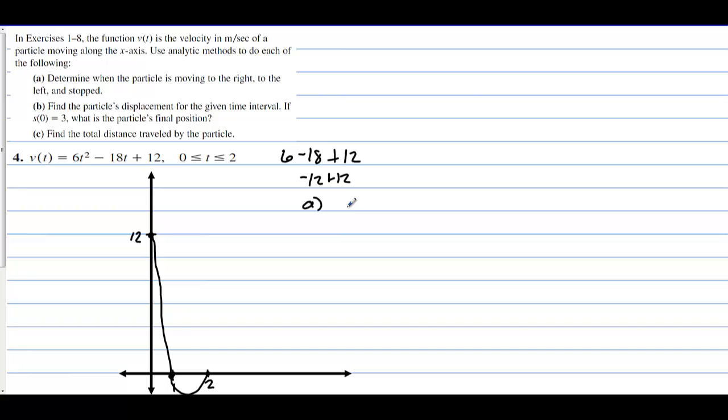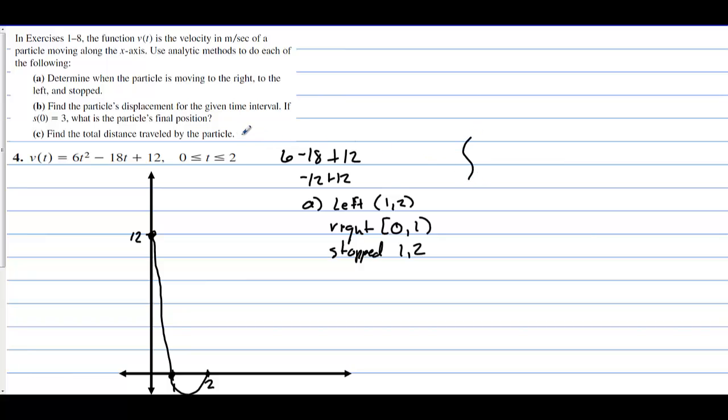Not exactly sure how far it goes down, but that really isn't going to impact how we do this problem. In letter A, we need to decide where the particle is moving left, right, and stopped. Left from 1 to 2. Right from 0 to 1, and we will include 0 because at 0 we have a positive value for the velocity. That means it's actually moving right at 0. And then stopped at 1 and 2.